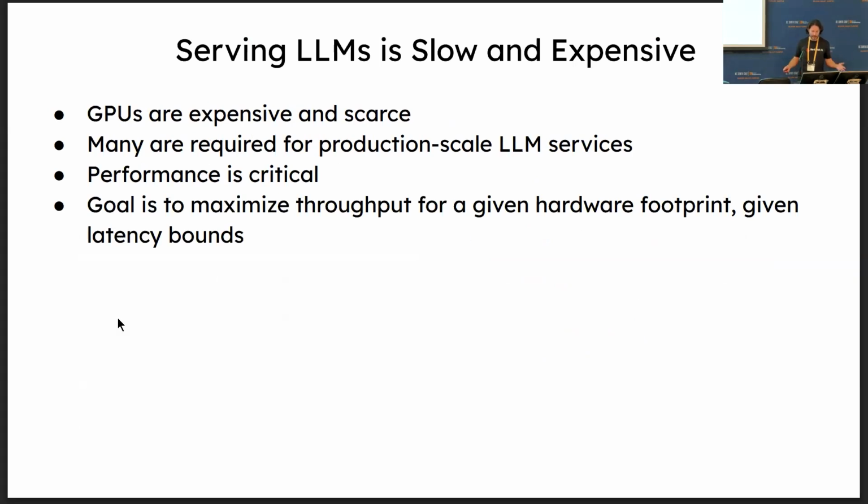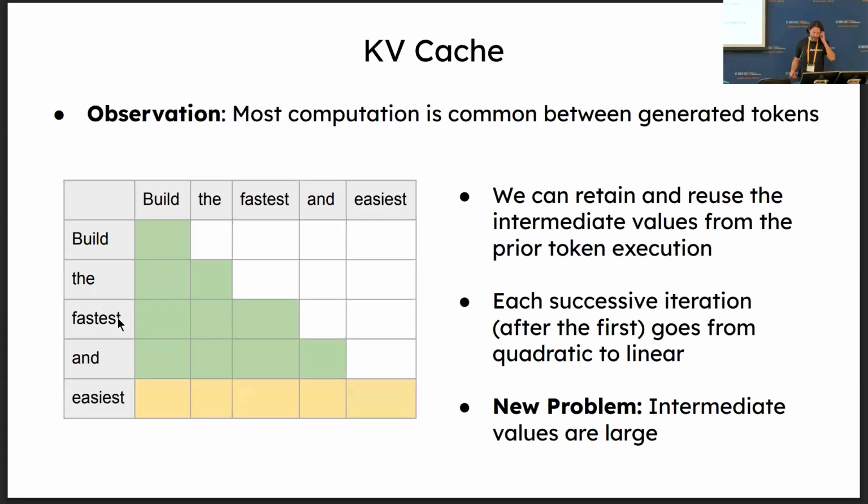So like I said, performance is critical. We want to maximize the throughput because that's basically what the cost is based on. The first thing we can do is see that between each token that's generated, the sequence being used is actually mostly common apart from the very last one. And there's a lot of redundant computation in intermediate states that we can reuse from the first token to the second token.